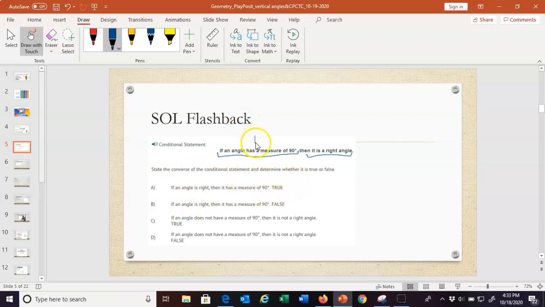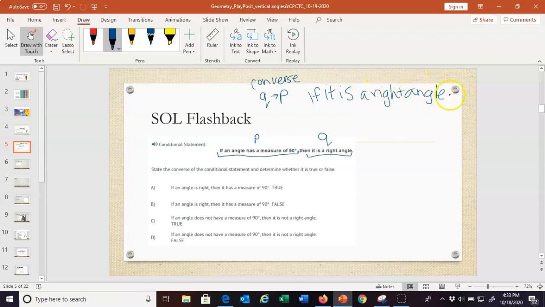I like to label these. Remember, our original statement we'll label as P and Q. And don't forget, the converse is the reverse. Right? So we're just going to switch the parts of the statement. We're going to flip the parts, the if and the then. So instead, it will be if it is a right angle.